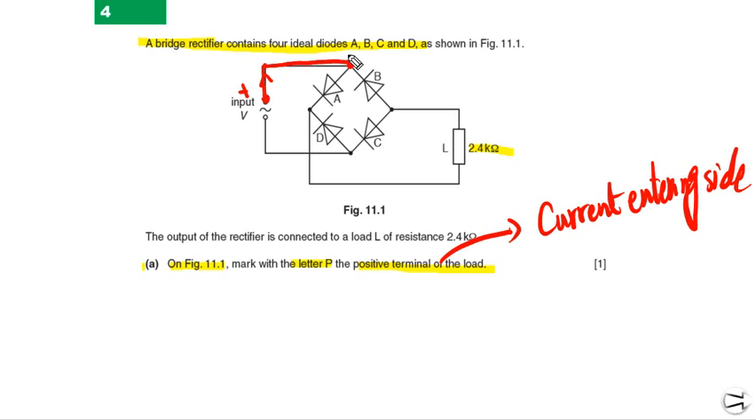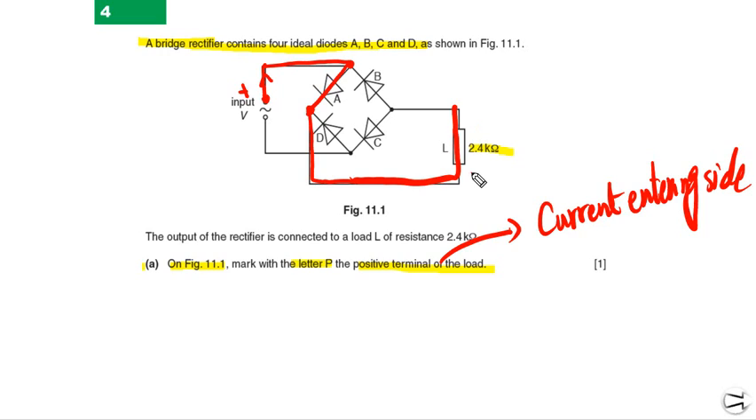At this junction, it has two options to go through A or B, but it will go through A because this is connected in forward bias. Again, at this junction, it has two options: to pass through D or pass through this wire. It will go through this wire because this wire has no resistance, and this diode is connected in reverse bias. From here, we can see current will enter from bottom to top.